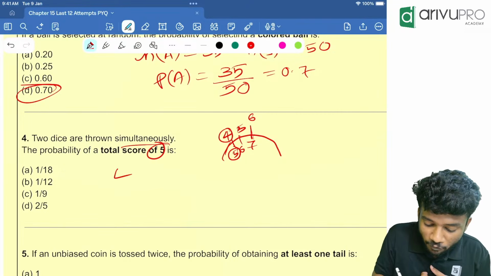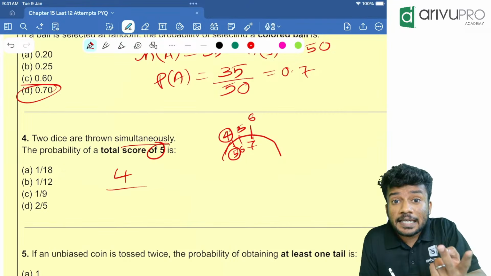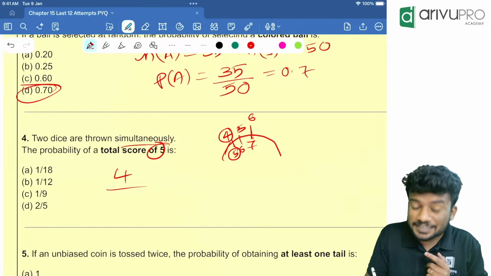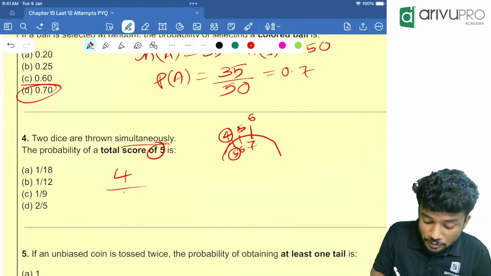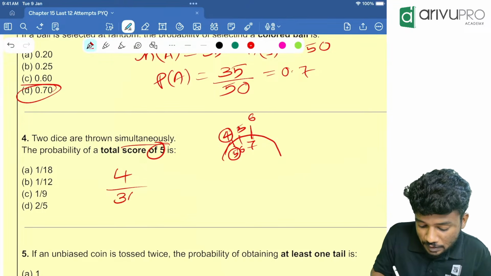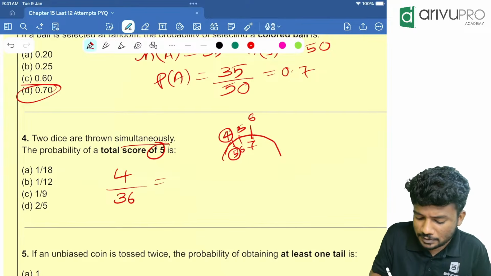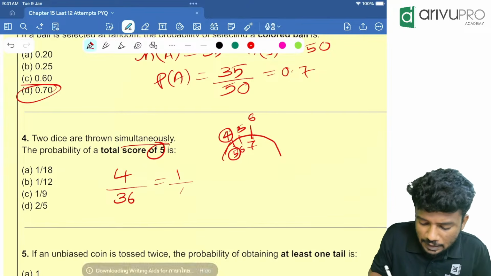That means 4 divided by, since the die is thrown 2 times, 6 square is N of S value. So 6 square means 36. 4 by 36 is nothing but 1 by 9.